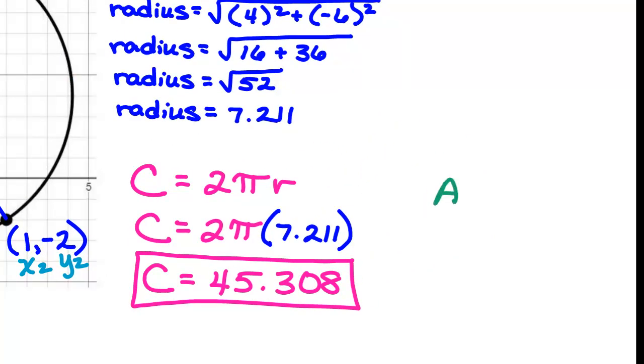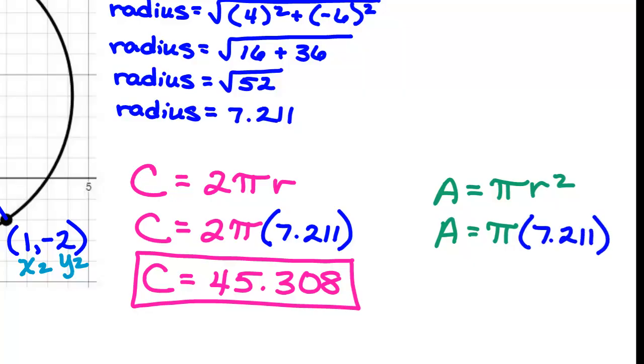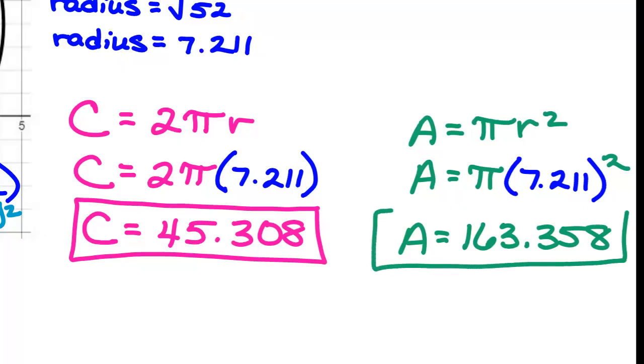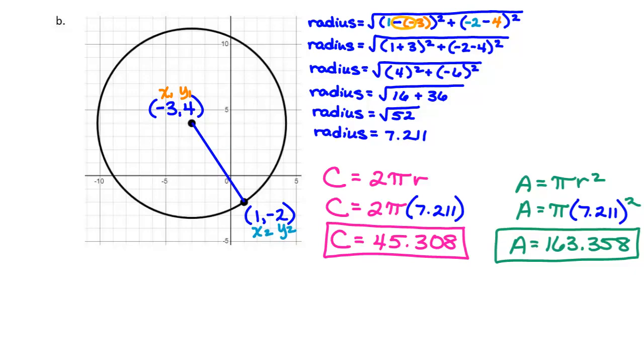And then for the area, we do pi r squared. So pi times 7.211 squared, which comes out to be about how much? Yes, 163.358. Absolutely fantastic work.